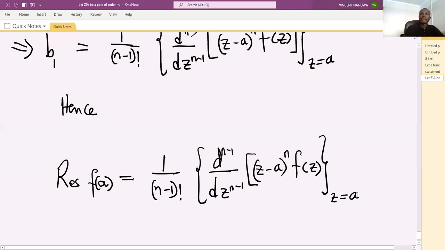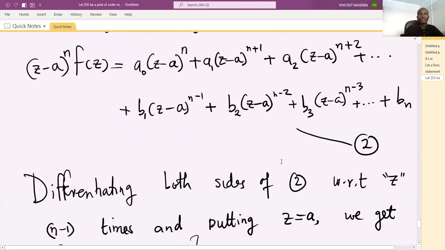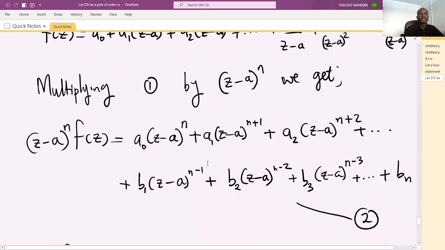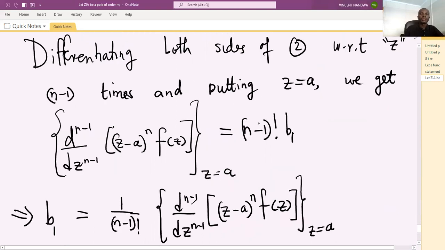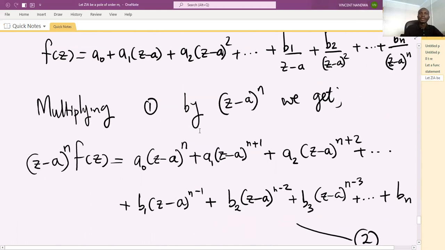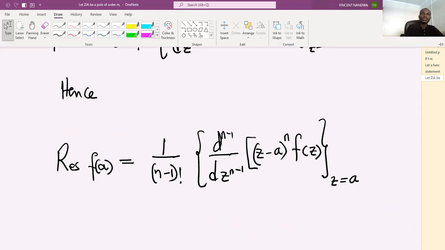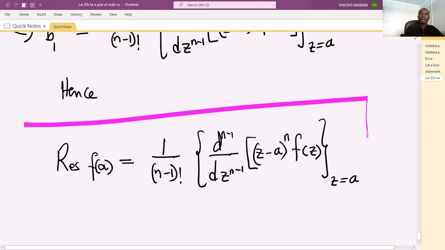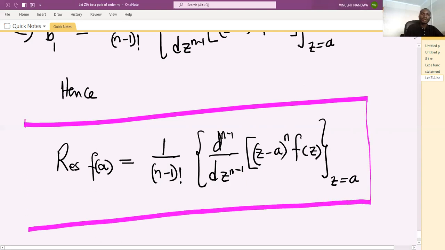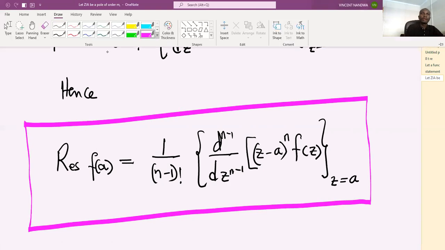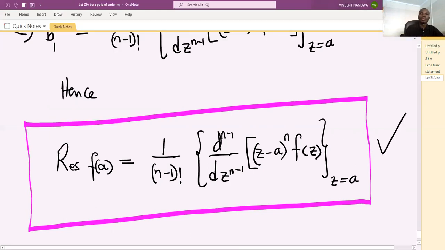Now to clearly see how the (n minus 1) factorial comes in, you can try to do the first derivative and then see the number, second derivative, third derivative up to the (n minus 1)th. And then you get the pattern to see that all of them will be of the form (n minus 1) factorial times b1. So this is what we were to prove as the formula for calculating the residue of the function f of z at a pole of order n. So this is the solution.